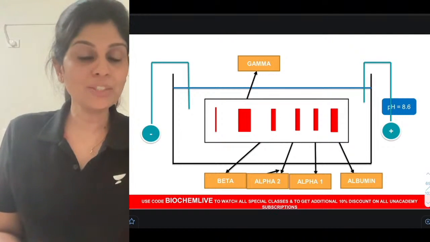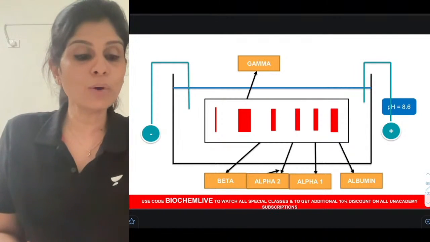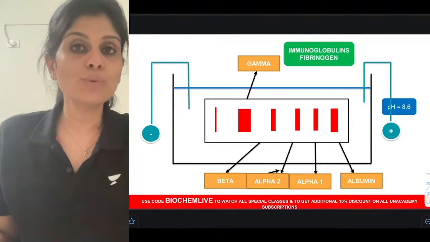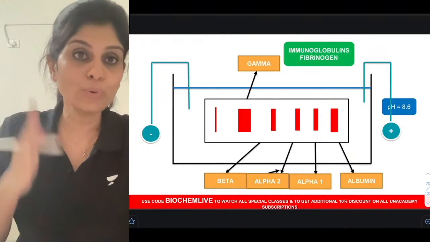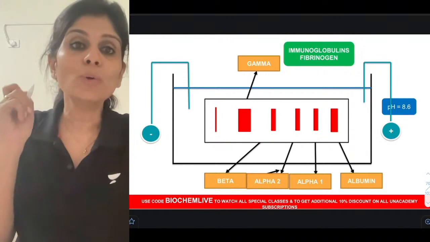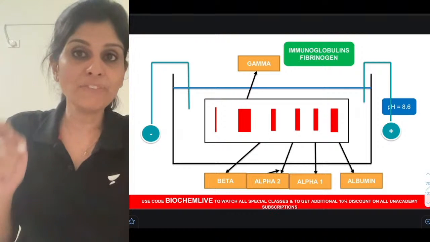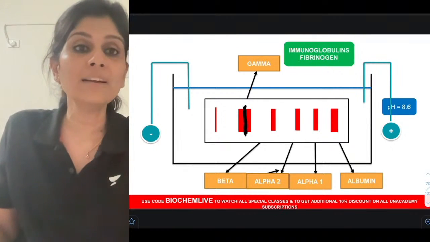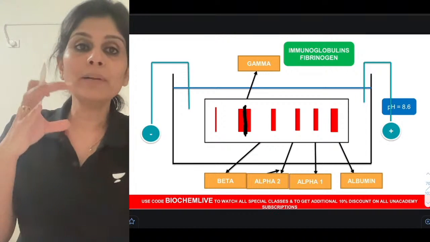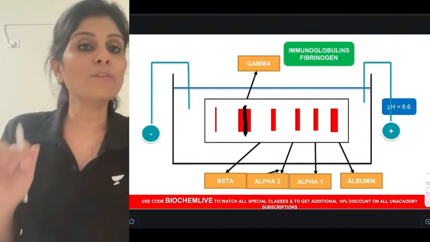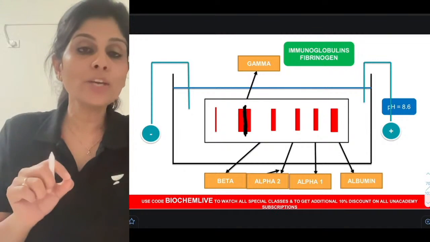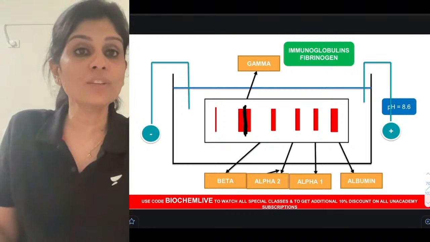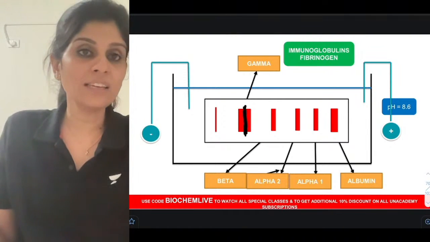I said the gamma region has not only immunoglobulins but also fibrinogen. So by mistake, if you run plasma protein electrophoresis, you know plasma has fibrinogen, and that fibrinogen will form a band in the same gamma region where you expect the M band of multiple myeloma. So the fibrinogen band will obscure the M band of multiple myeloma, and that is why you should not run plasma protein electrophoresis. Do you all understand this? That is why you should run serum protein electrophoresis.